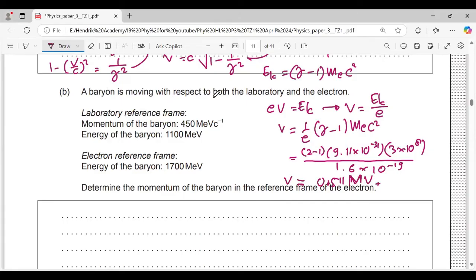A baryon is moving with respect to both the laboratory and the electron. Laboratory reference frame: the momentum of the baryon is 450 mega electron volt per c, where c is the speed of light. The energy of the baryon is 1,100 mega electron volt. Electron reference frame: the energy of the baryon is 1,700 mega electron volt. Determine the momentum of the baryon in the reference frame of the electron.